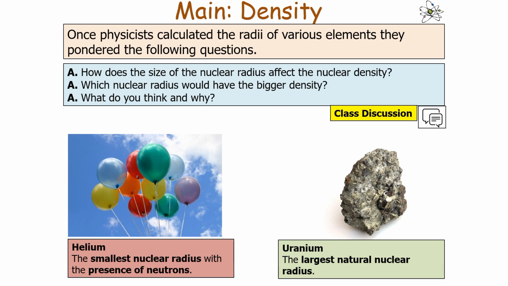So once physicists had calculated the radii of various elements, they did ponder the following questions. How does the size of the nuclear radius affect the nuclear density? Which nuclear radius would have the bigger density, and why do you think that? So we could have either uranium, the largest naturally occurring nucleus, and you could also have helium, the thing with the smallest nuclear radius with the presence of neutrons. So which of these elements would have had the bigger nuclear density and why?